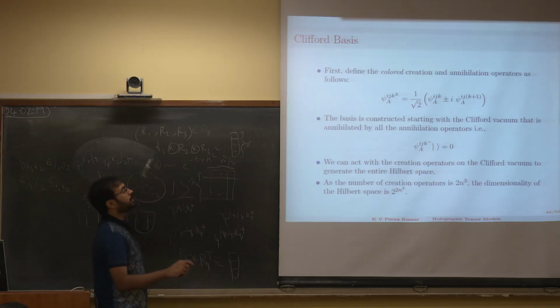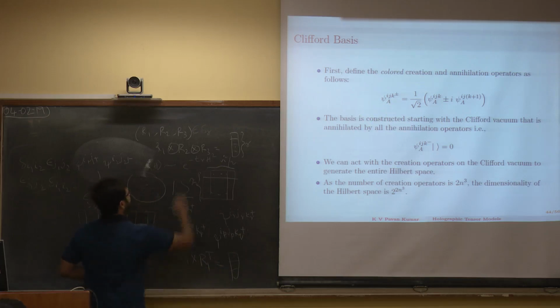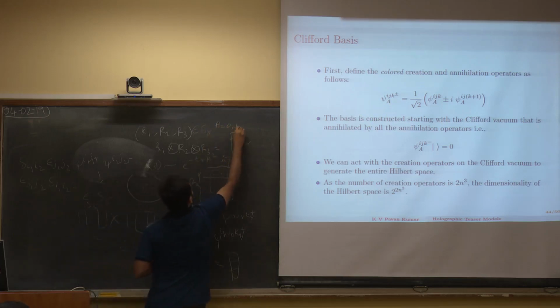First, we start by introducing a basis. Like before, we define the creation annihilation operators like this, but here we have 4 of them because A runs from 0, 1, 2, 3.